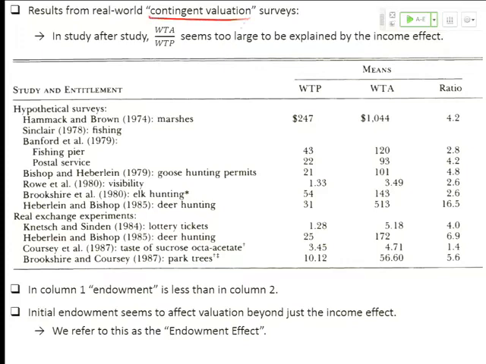These are results from real-world contingent valuation surveys. Now, what I mean by real-world is not just the simplified thing that I just did, but actual environmental economists going out and doing their best at contingent valuation surveys for all kinds of weird stuff. Marshland, fine. Fishing rights, okay. A fishing pier, the Postal Service, goose hunting permits. These are the things that people in public policy need to put numbers on.